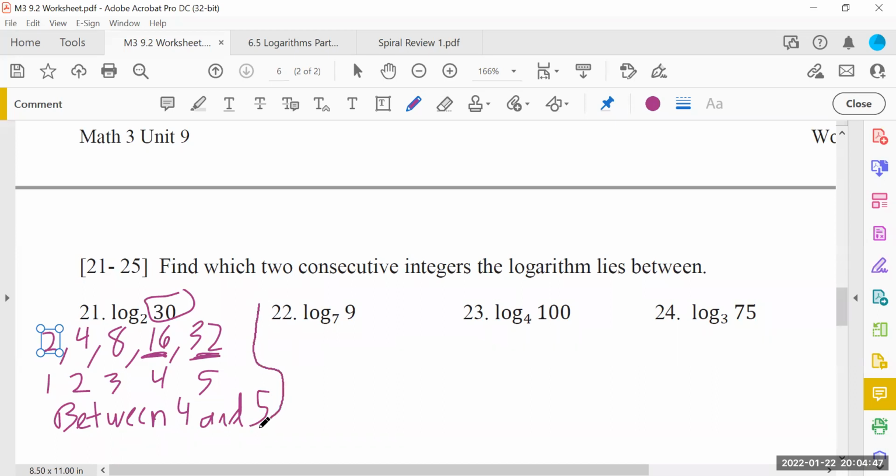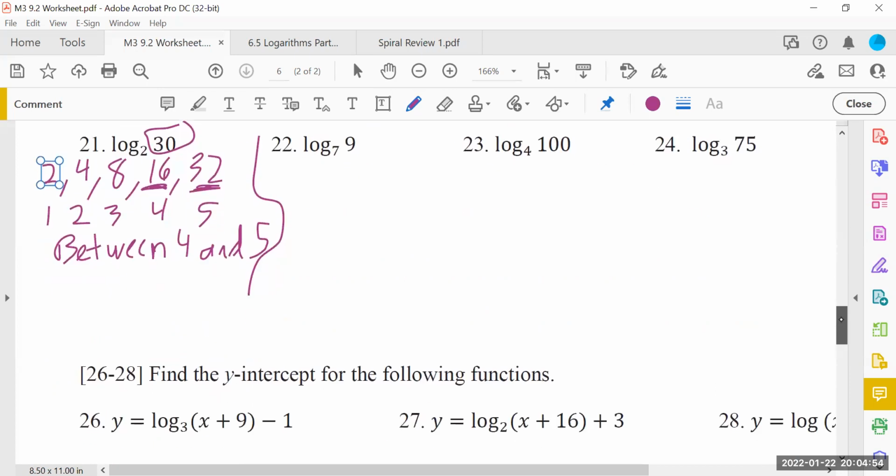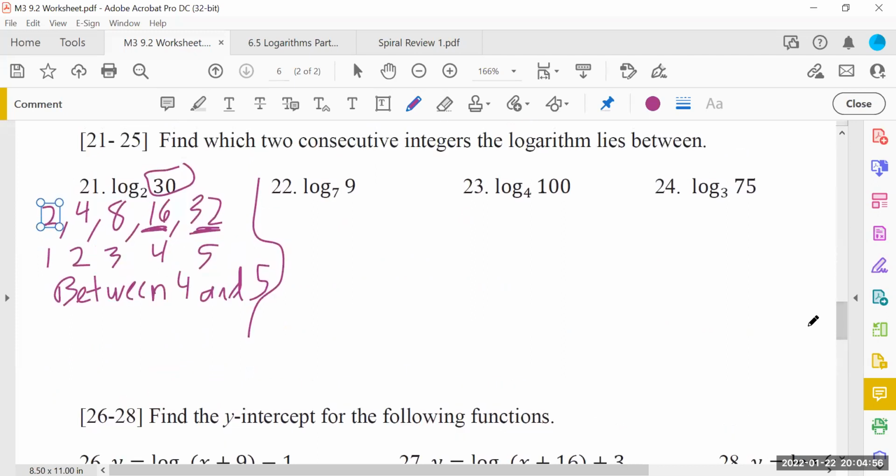Up until now, we've been only dealing with really whole number exponents. Here we start to see some decimal exponents. It's impossible for you to figure out exactly what those decimals would be without a calculator. But we can say what 2 numbers it would be between using this kind of approximation, saying, okay, I can raise 2 to the 4th power and get 16, that's too small, but 2 to the 5th power is 32, that's too big. So my answer here for 2 to what power makes 30 is between 4 and 5.